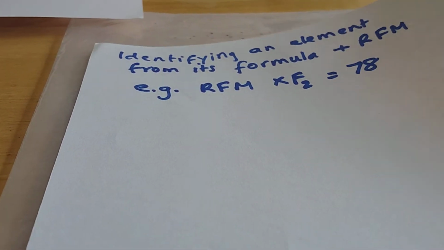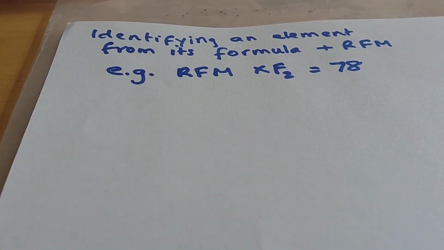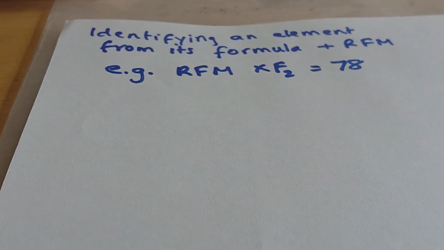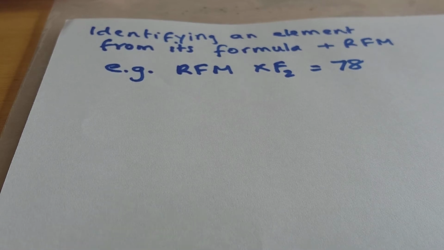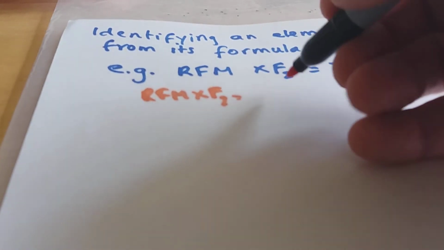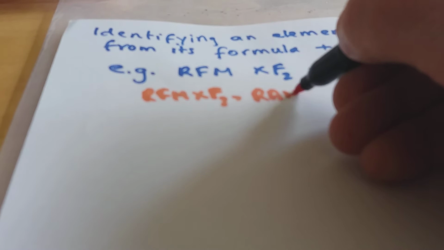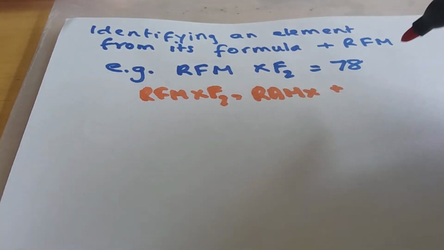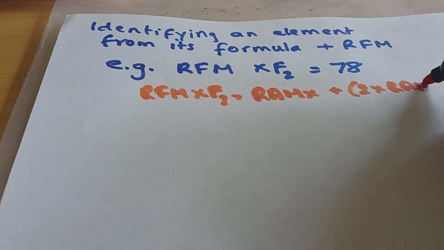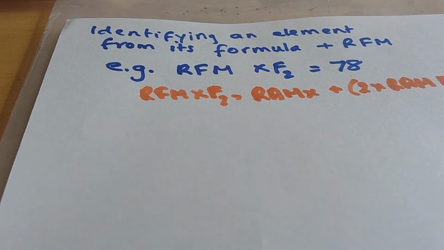Now, using that idea, what we're going to be doing this time is identifying an element from its formula and relative formula mass. So, for instance, here I've made up this unknown compound XF2. It's got a relative formula mass of 78. So what that means is that the relative formula mass of XF2 equals the relative atomic mass of X plus twice the relative atomic mass of fluorine, F.